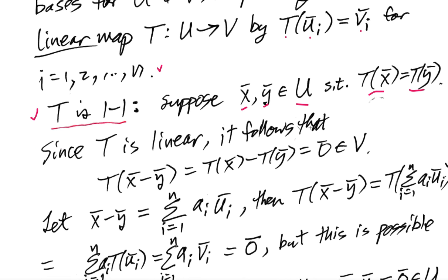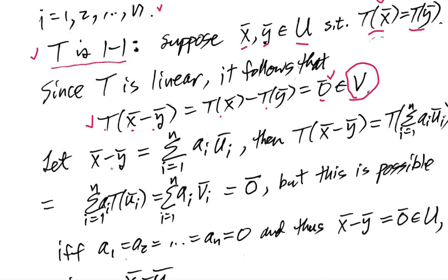Since T is linear, then T of the difference of x bar and y bar is going to be the same as T of x bar minus T of y bar. But that's going to be 0, since these are equal. So that's going to be 0 bar, the 0 vector in the vector space V, though. The 0 vector is possibly different in the U vector space than in the V vector space, but this is the 0 vector of the V vector space. Anyways, we have this relation.